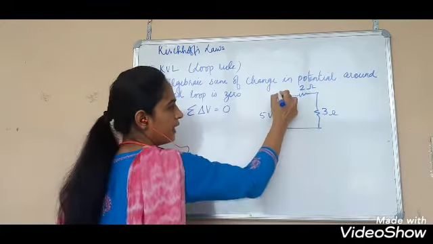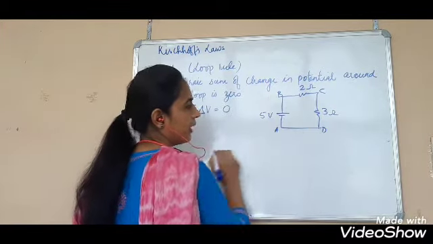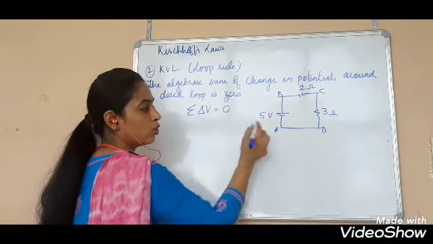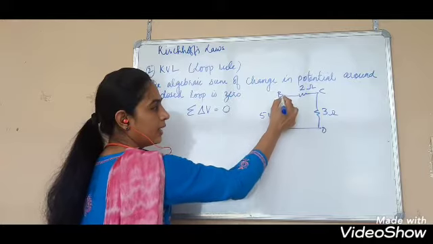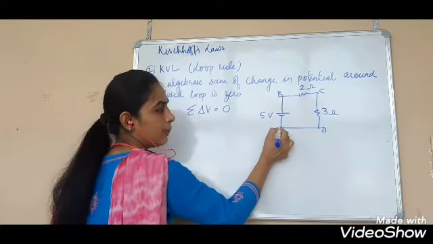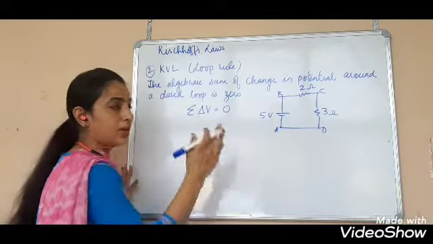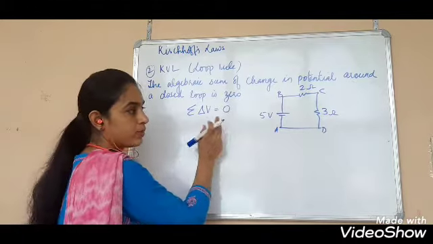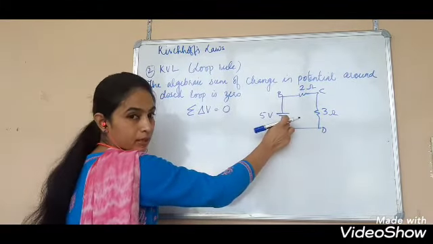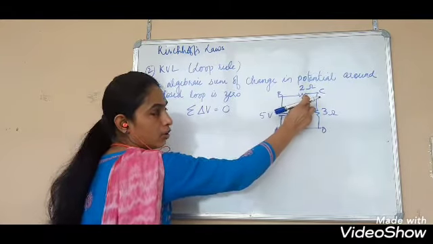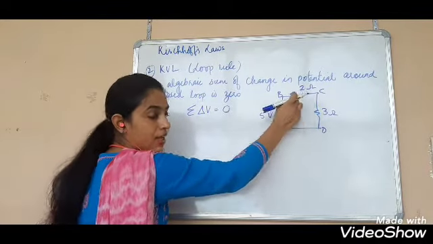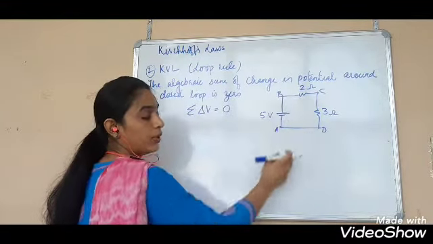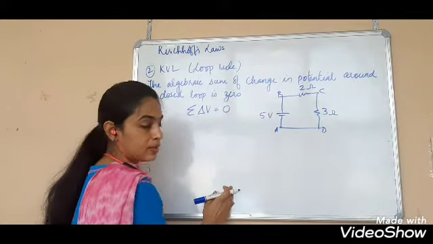Then this is a loop, and we can name the loop A, B, C, D, A. Remember, to apply KVL you should have a closed loop. If you start from A, then go A to B, B to C, C to D, and D to A, when you come back to A, that becomes a closed loop. The potential drop occurs in a cell or a battery, and there is potential drop across a resistor. When current passes through a resistor, there is a potential drop in the resistor. So the total potential drop in a circuit is 0.